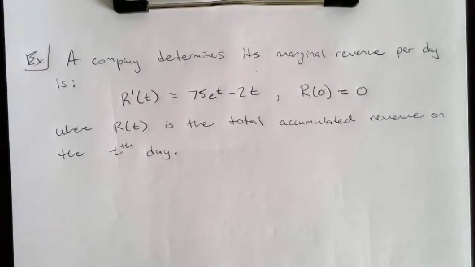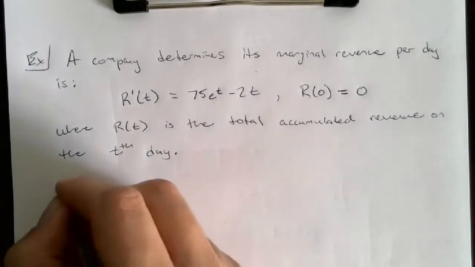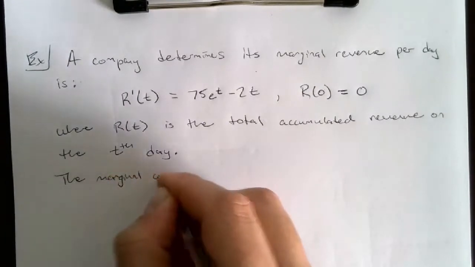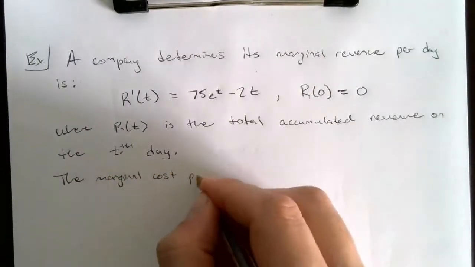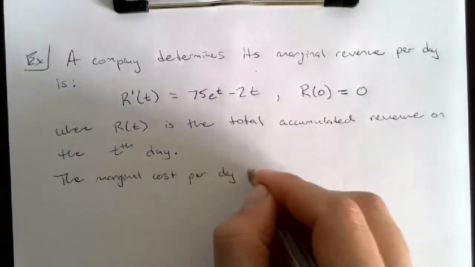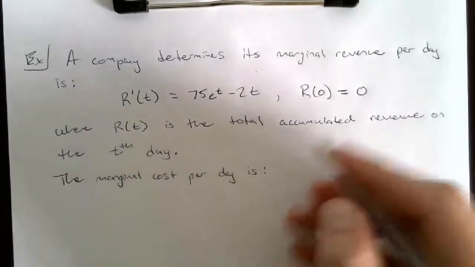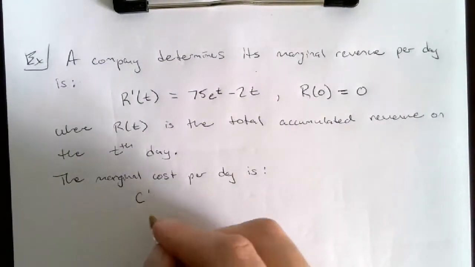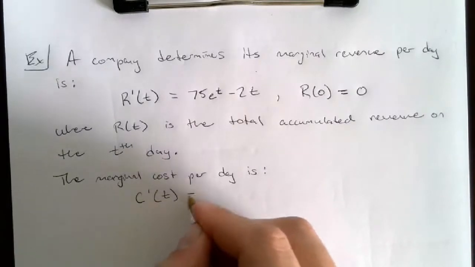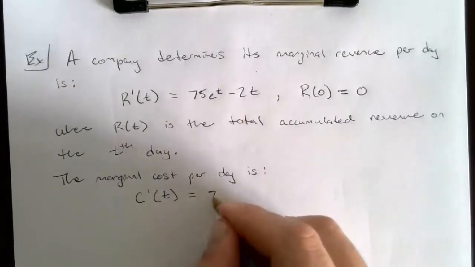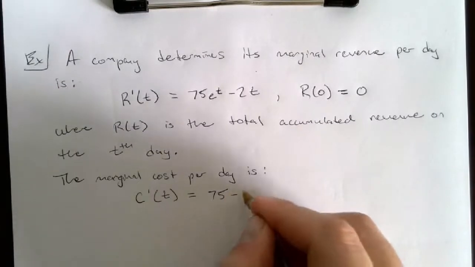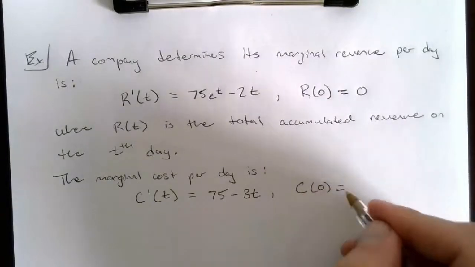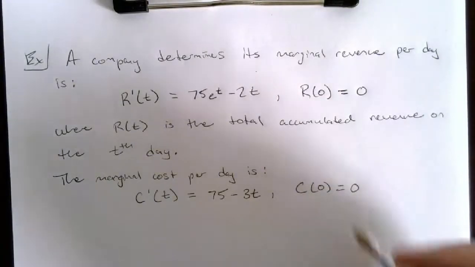So they gave us the marginal revenue. They also are going to tell us the marginal cost per day is given by C prime of t. Remember, marginal cost is the derivative of cost. So C prime of t equals 75 minus 3t, where they're telling us C of 0, the original cost function, equals 0. So at 0 days, the cost is $0.